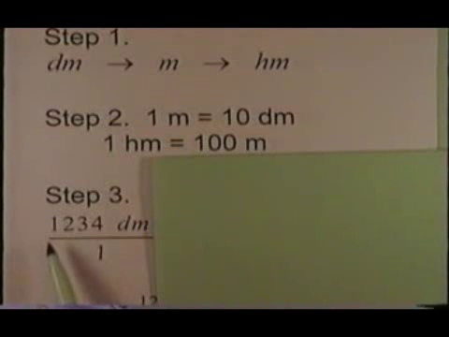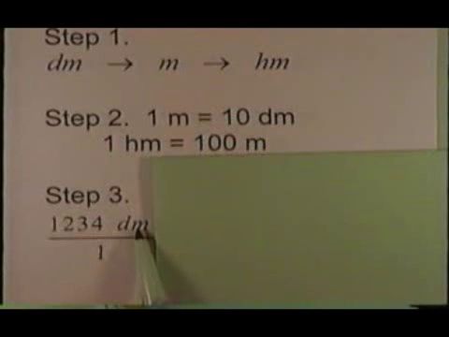We begin with our given measurement, 1,234 decimeters over 1. I just put the fraction over 1 to make it a fraction. Now I'm going to be multiplying. Remember, this is a chain of multiplication.